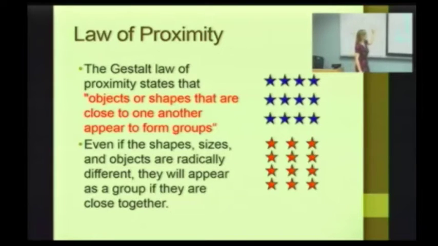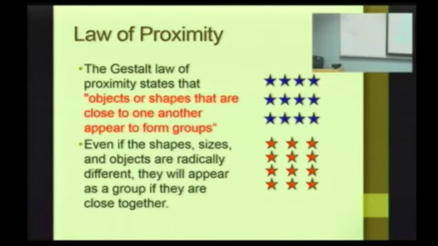All right, so the Gestalt Law of Proximity states that objects or shapes that are close to one another appear to form groups, even if the shapes, sizes, and objects are radically different. They will appear as a group if they are put together. So let's look at our examples up here.